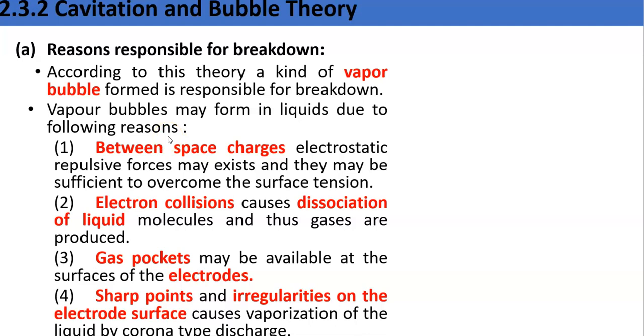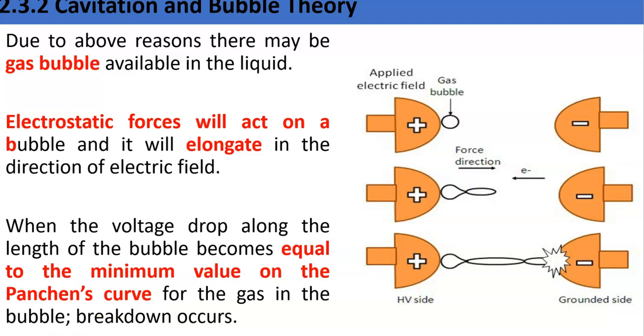Okay, the liquid is commercial. We are talking about breakdown of commercial liquids, but there are different reasons why bubbles will be there. So see what the reasons are. There are four reasons. First, between the space charges, electrostatic repulsive forces may exist and they may be sufficient to overcome the surface tension.